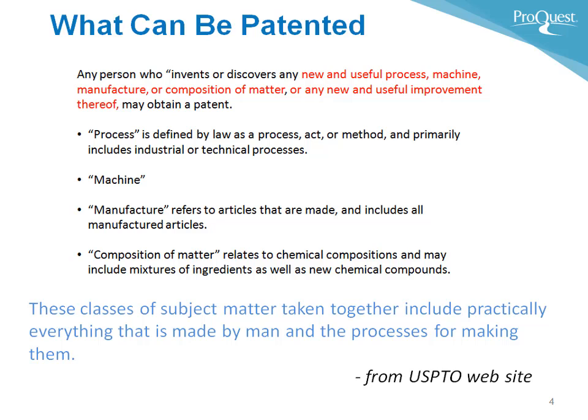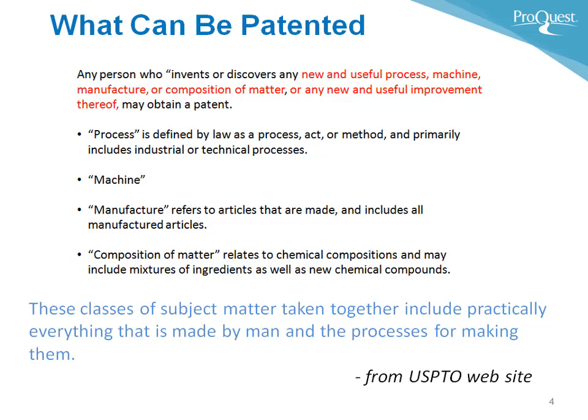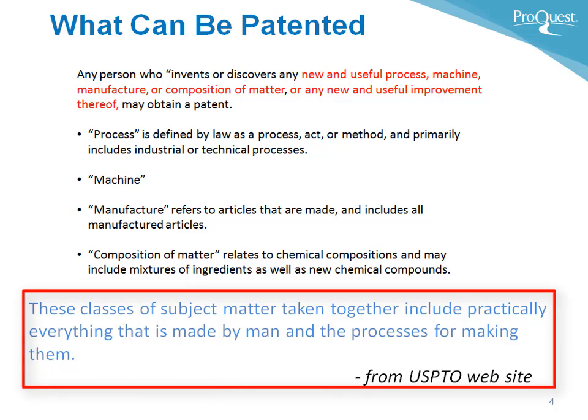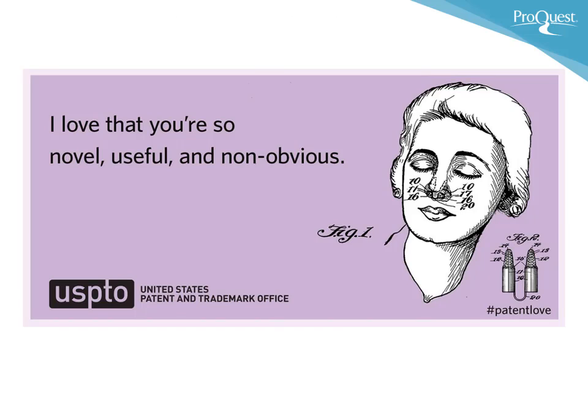So what kinds of things can you patent? The USPTO, for example, says it can be a process, a machine, something manufactured, or a composition. That would include chemical compounds and pharmaceuticals. It goes so far as to say that these subjects take in practically everything that is made by man and the processes for making them. But there are limits. Notice that this definition does include the requirements that the invention has to be something new and useful. It's often said that to be patented, your idea must be novel, useful, and non-obvious. This, by the way, is a Valentine that was created by the U.S. Patent Office.